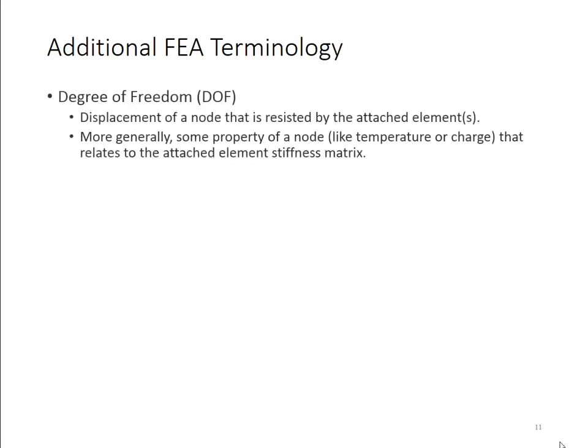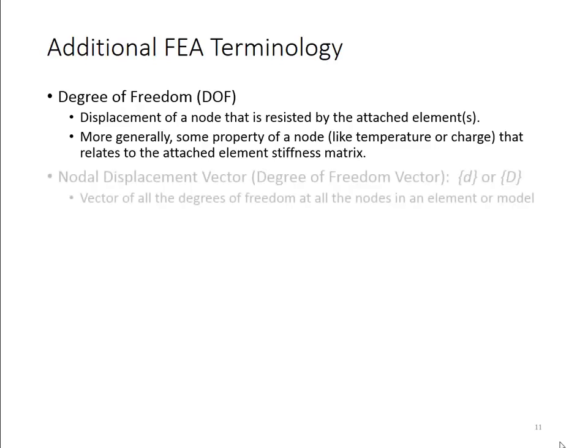There are some other terms that are going to be important to know. Start out with the degree of freedom. A degree of freedom is, in the case of stress analysis, simply the displacement of a node. And it's the displacement that is specifically resisted by the elements that the node is attached to. But more generally, you can think of a degree of freedom as some property of a node, like the temperature or the electrical charge, that relates to the attached element stiffness matrix, whatever it is.